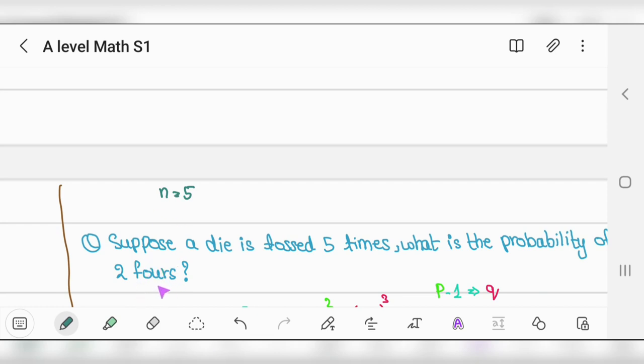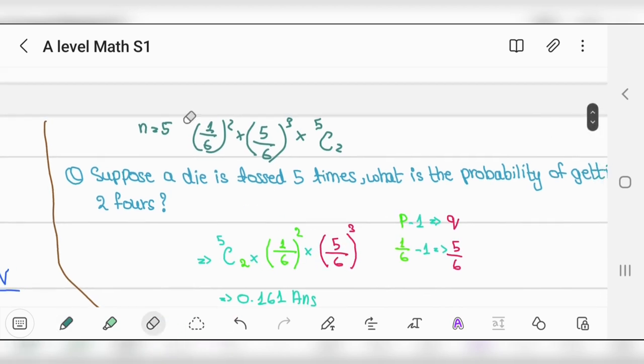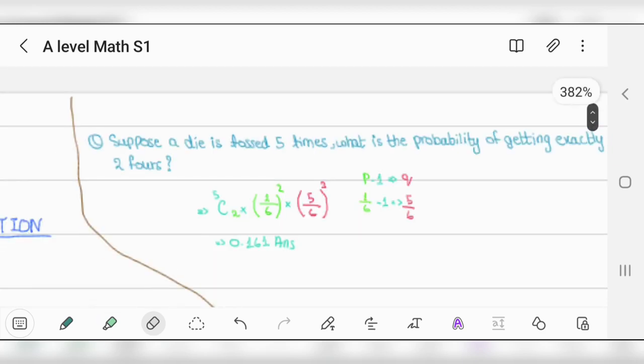you will get a 4 two times. So the probability of having a 4 is 1/6, and it's happening 2 times. So 1/6, and you just square it, and the probability of not having a 4 is 5/6, and it is repeated 3 times, so it's going to be cubed, and you need to make an arrangement. So we're going to just take n is 5 and the number of successes is 2, so 5C2. So this is the answer. All right, this is how you do the question in binomial distribution.